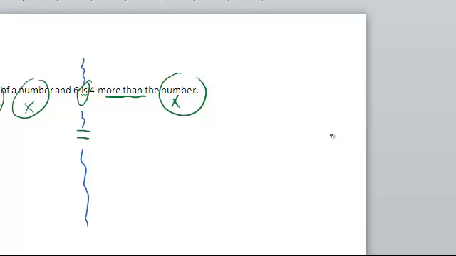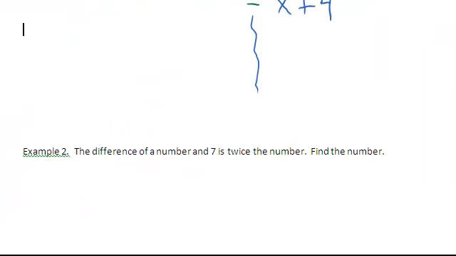So the right hand's easier. 4 more than a number is just x plus 4. That's 4 more than a number. Now notice I wrote the x first. You could write 4 plus x, because with addition it doesn't matter. With subtraction, it's a little more complicated. If it said 4 less than a number, what do you put first? We're going to have to think about that.